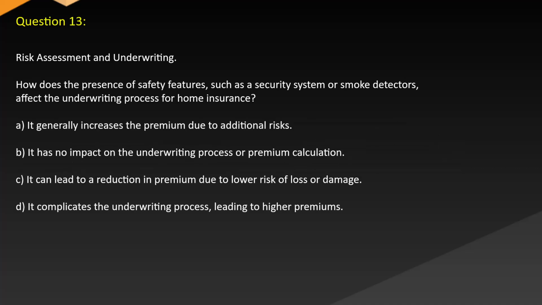Question 13. Risk assessment and underwriting. How does the presence of safety features such as a security system or smoke detectors affect the underwriting process for home insurance? A. It generally increases the premium due to additional risks. B. It has no impact on the underwriting process or premium calculation. C. It can lead to a reduction in premium due to low risk of loss or damage. D. It complicates the underwriting process, leading to higher premiums.